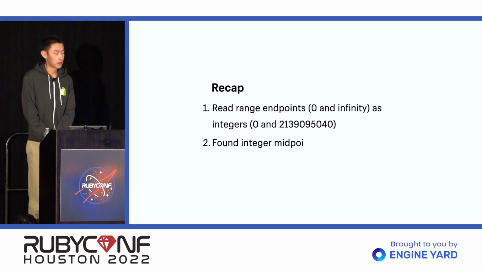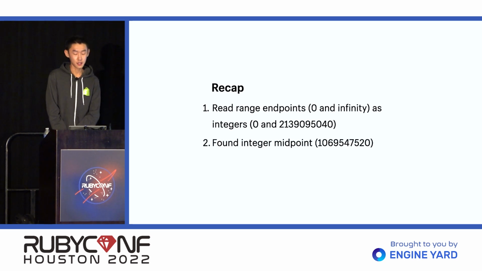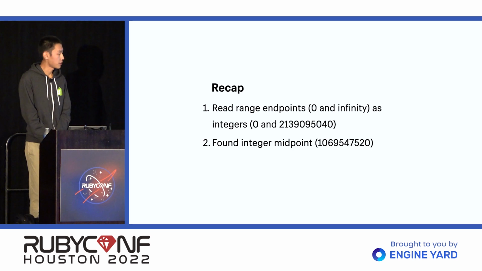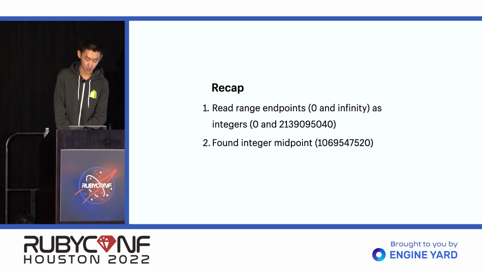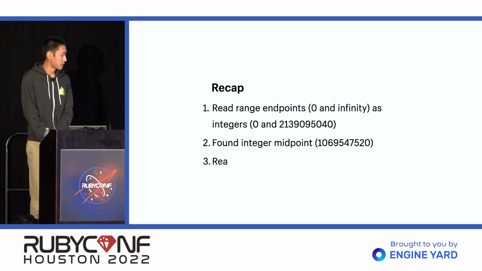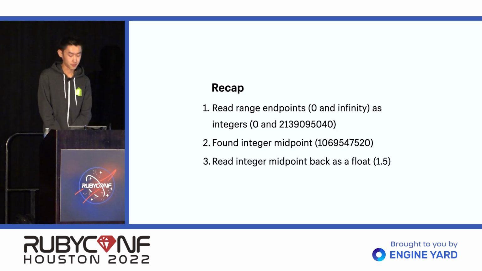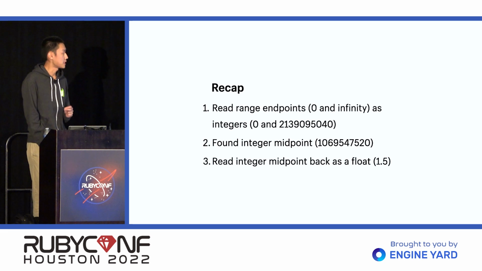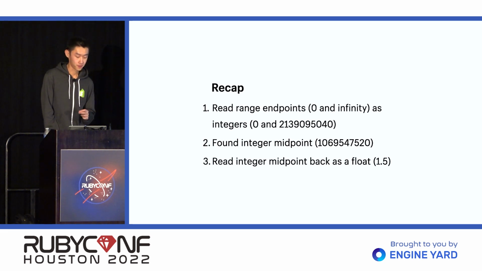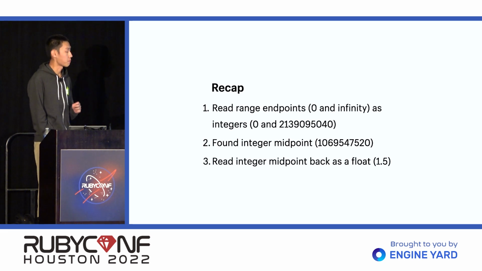We then found the midpoint by adding these two numbers and then dividing by 2. It's this 1.06 billion number as an integer. We then read this integer midpoint back as a floating point number, which is the exact opposite of what we did in step 1. And we got this floating point number 1.5.